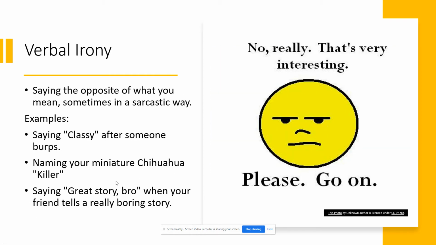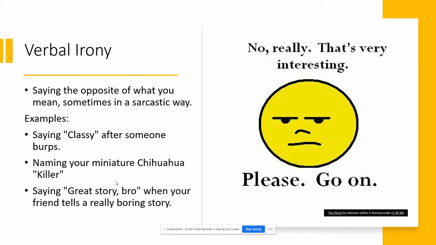Verbal irony is when you say something that is the opposite of what you mean. This comes across as sarcasm in our tone of voice. And so, for example, when someone belches in public and you say classy, that is an example of verbal irony because it's obviously not classy to belch in a fancy place. So you're saying the opposite of what you mean.